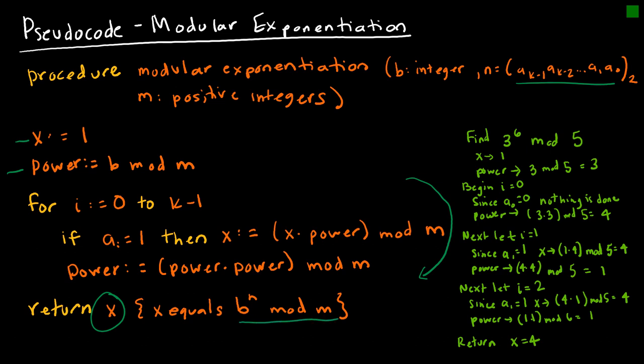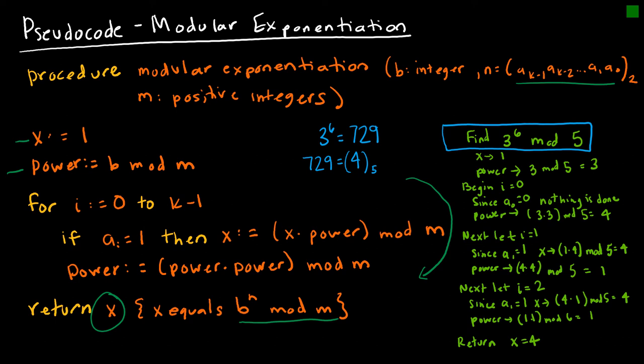So let's take a look at an example where we want to find 3 to the 6th mod 5. Now, before we actually do this using the algorithm, let's take a look at 3 to the 6th. 3 to the 6th is 729. If I wanted to know 729 mod 5, I would divide it by 5 and find the remainder. And of course, that would be 4 mod 5. So I know that my answer should be 4 when I get to the end of this. But again, I want to make sure that my algorithm returns that value.